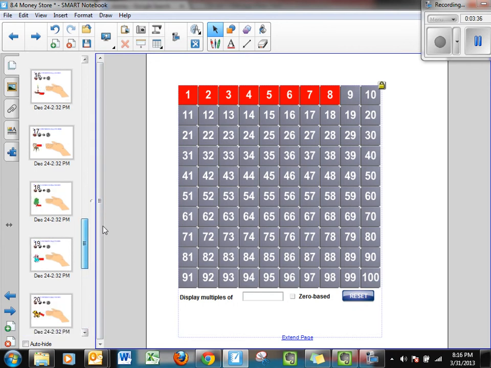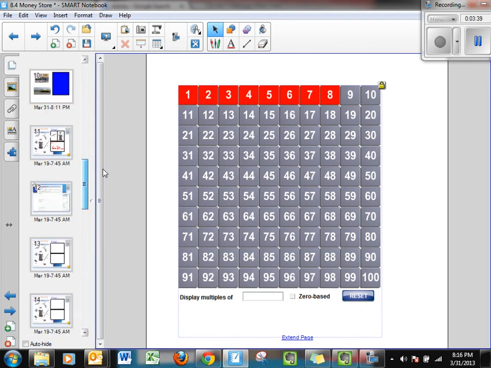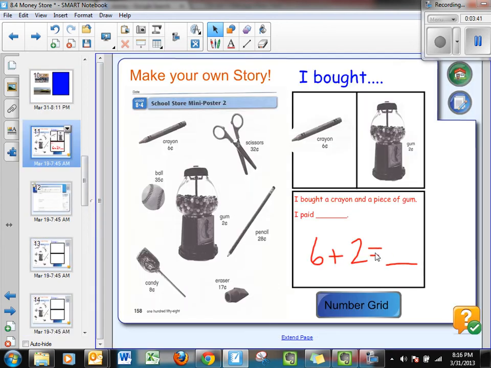So if we go back to that problem that we just did, you can see that 6 plus 2 from using the number grid equals a total of 8. Now I said we'd start with an easy problem, so let's go ahead and try and make a little bit tougher problem. So I'm going to get rid of these things. We're going to return these to the store. We don't need these anymore.